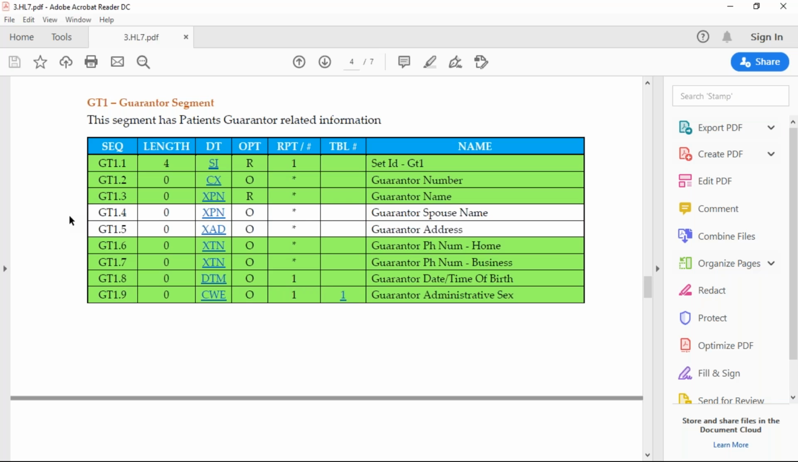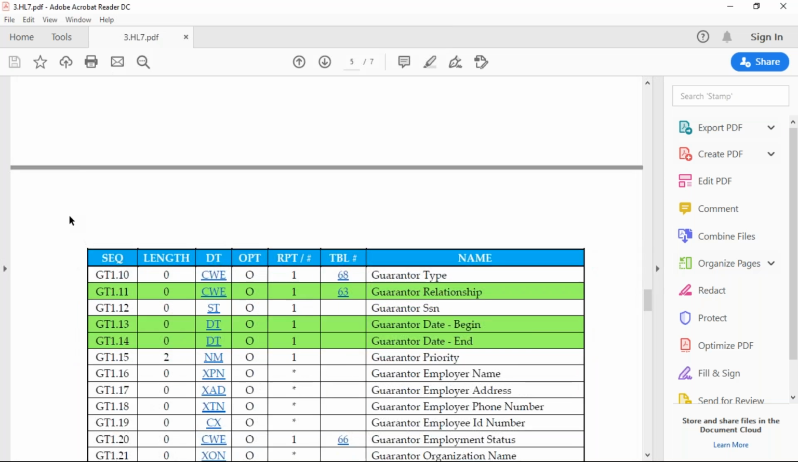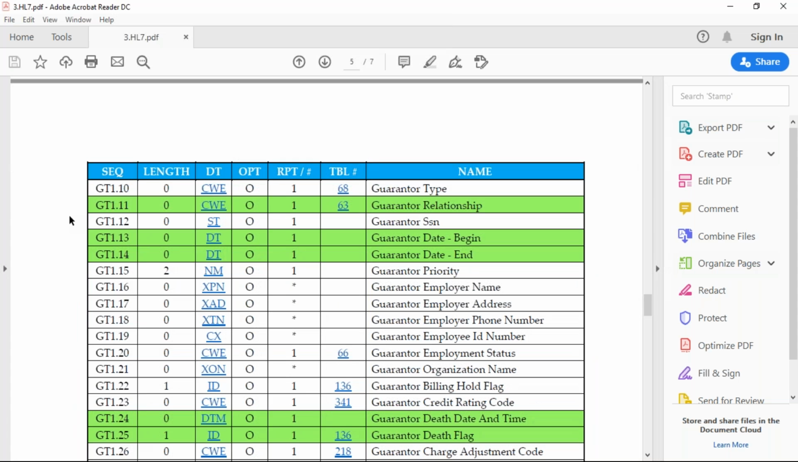Then we have GT13, which is the guarantor name. Same as the patient name, the guarantor name is present here. And then GT16, we have the guarantor phone number, which is the home phone number, and GT17 is for the business phone number. And then GT18, we have date of birth. GT19 represents gender. GT111 represents guarantor relationship.